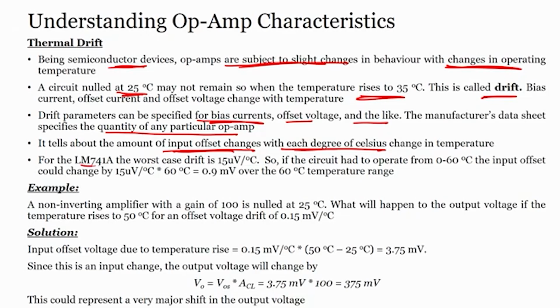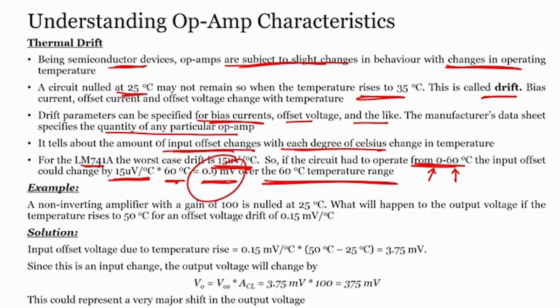Now, for LM741 the worst case drift is 15 microvolts per degree centigrade. So, if the circuit has to be operated from 0 to 60 degrees, the input could change by 15 microvolts per degree centigrade times 60 degrees, which is 0.9 millivolts over the 60 degree temperature range. So, it is very important to understand the thermal drift, and at what temperature you are nullifying your output voltage.